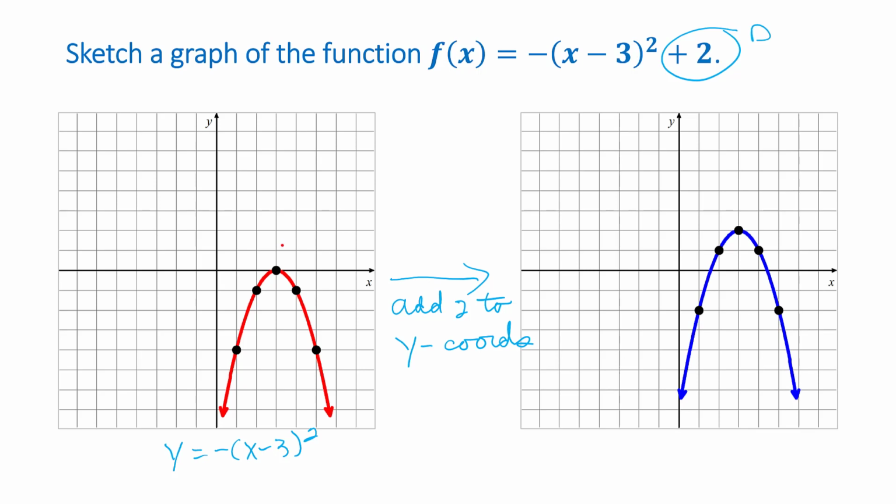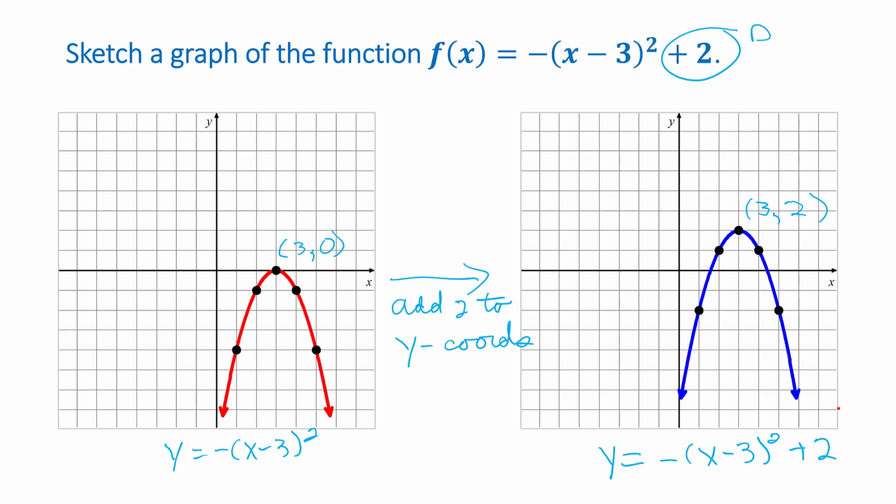Let's just look at one y-coordinate here. Well, one point on our original graph here, 3, 0. If I add 2 to the y-coordinate of 0 there, I end up with a point on our new graph of 3, 2. And finally, we have the graph here of y equals f of x, or y equals negative x minus 3 squared plus 2. All right, so let's move on.